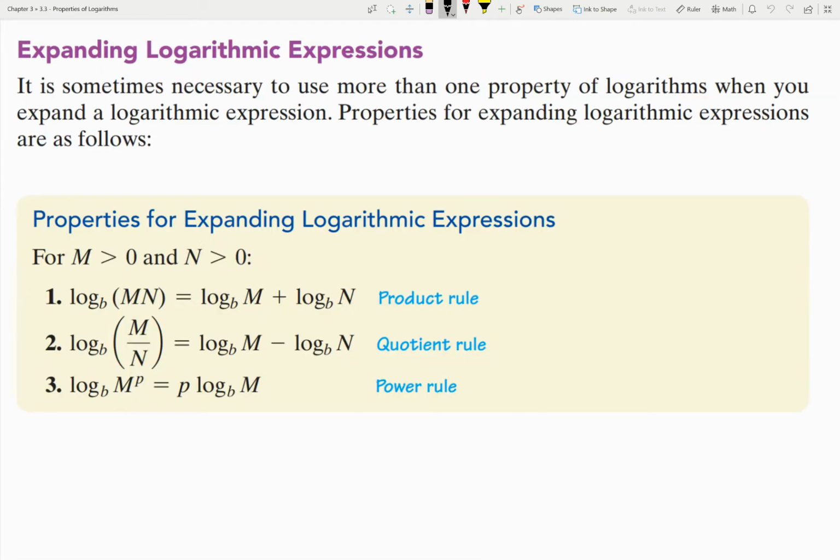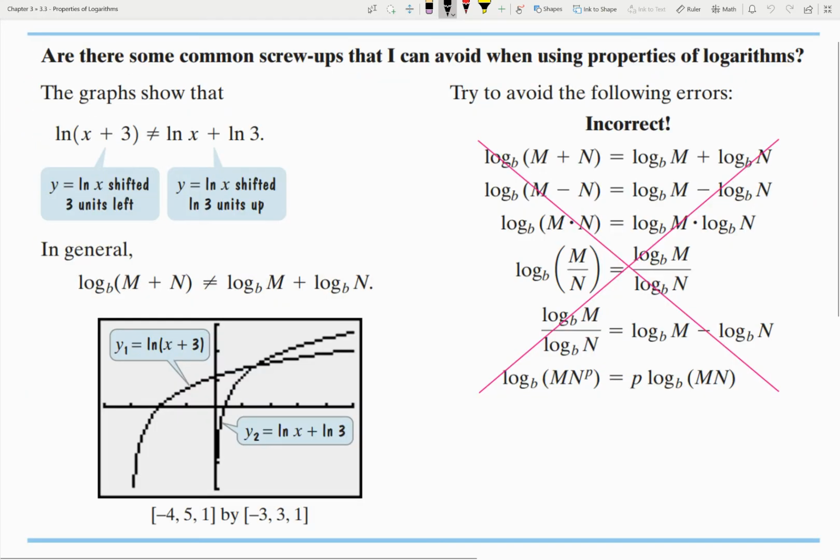Okay? So sometimes it might be necessary to use more than one property when you expand logarithmic expressions. Okay, so here are my 3 rules: the product rule, the quotient rule, and the power rule. Again, if your question is to expand the logarithm as much as possible, that's really what you want to do. You want to expand it until you cannot expand it anymore.